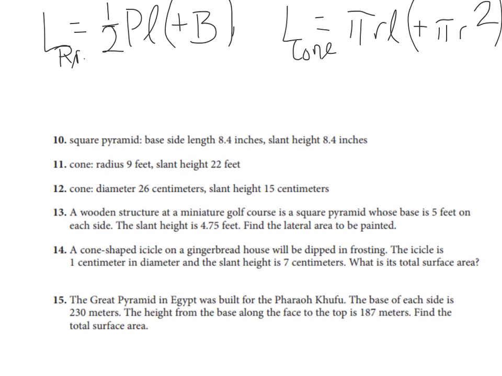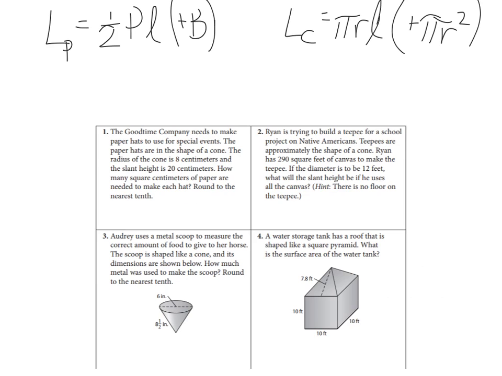Okay, the base of each side. If it's a Great Pyramid, that's going to be a square pyramid. The height from the base along the face to the top is 187, so that's the slant height there, right? Okay, well, I don't see anything too weird there. That should be pretty good.